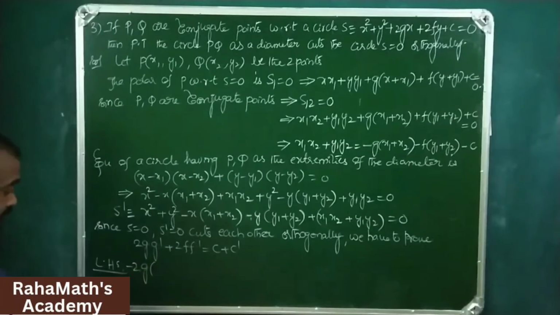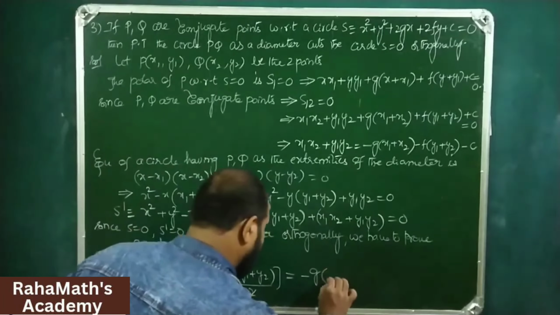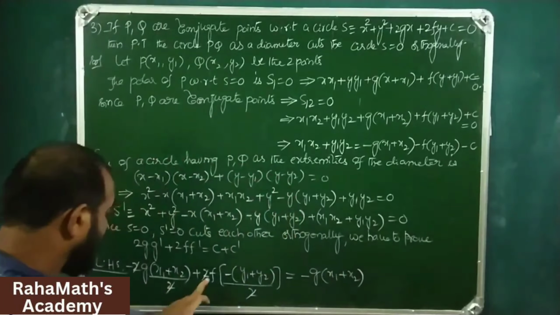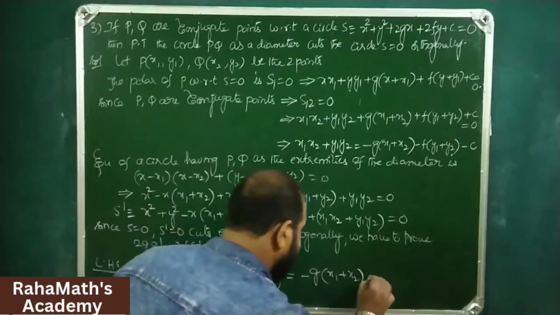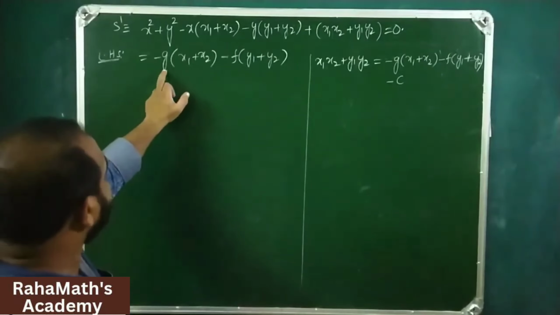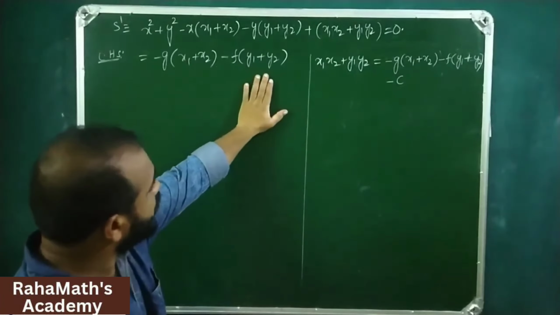So the 2 gets cancelled. I am left with minus g into (x1 plus x2) minus f into (y1 plus y2). This is equal to c plus c dash, which is what we need to prove. So c dash is this, which is minus g into (x1 plus x2) minus f into (y1 plus y2), which is what we got.